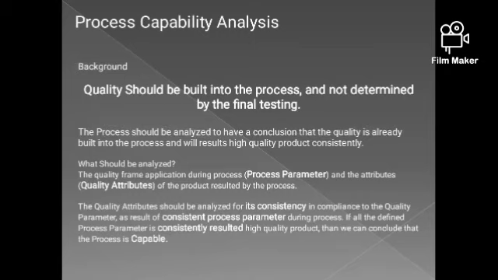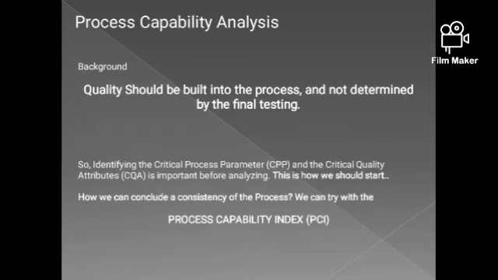The quality attributes should be analyzed for their consistency and compliance with the quality parameter, as a result of a consistent parameter during the process. If all the defined process parameters consistently result in high-quality product, then you can conclude that the process is capable. So, the quality attributes and process parameters should be consistently built during the process. How can we evaluate the consistency? Process Capability Index will help you with its parameters such as CP and CPK. Process Capability Index will also help you for further analysis such as probability of error, and identifying which data trend mostly makes variation during the process.